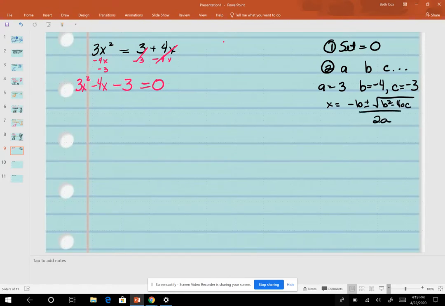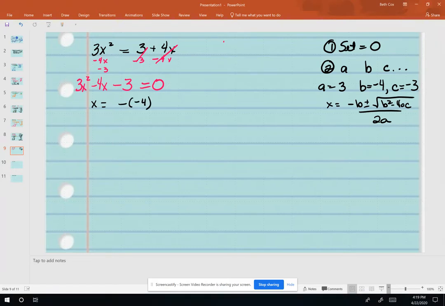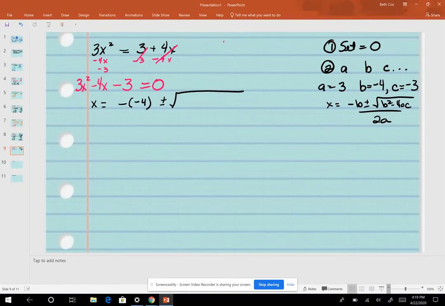All right, and there's my formula. Negative b plus or minus the square root of b squared minus 4ac all over 2a. Okay, here we go. So negative b, so negative 4, plus or minus the square root of b squared, so that's negative 4 squared minus 4 times 3 times negative 3, all over 2 times 3. Okay, so we put it in our formula.